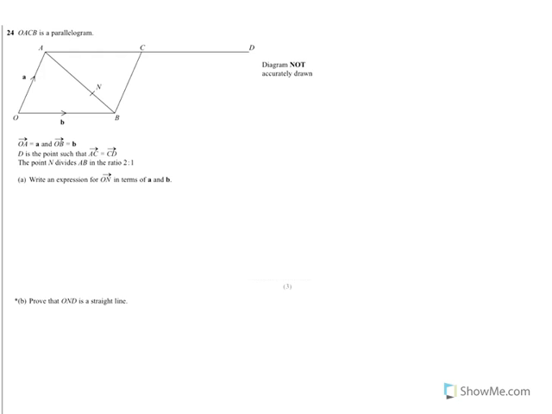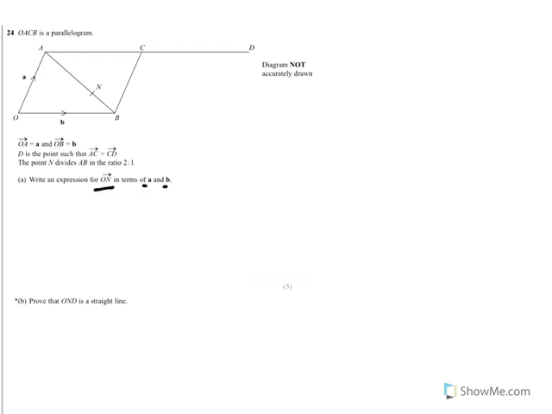Question 24. OACB is a parallelogram. OA is a and OB is b. D is the point such that AC equals CD, and the point N divides AB in the ratio 2 to 1. We need to find an expression for ON in terms of a and b.